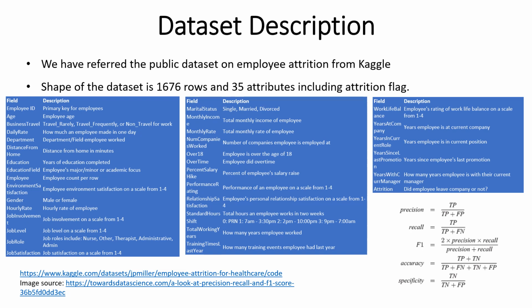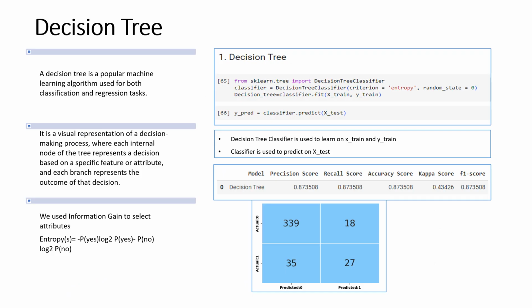The attributes include employee age, employee educational status, employee hourly rate, whether the employee is over 18 or below 18, and how the employee is doing, whether the employee is doing overtime and which shift he is working. We have taken 34 attributes for developing our AI. We are using a decision tree.